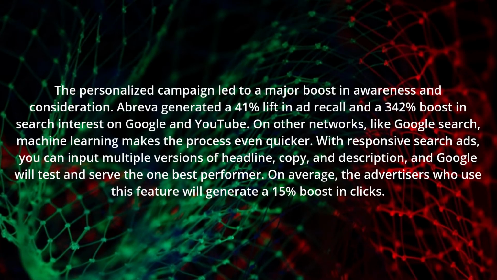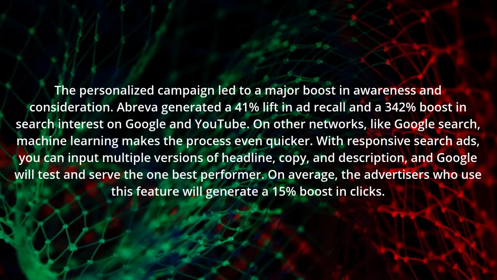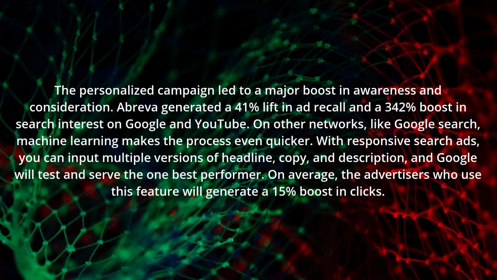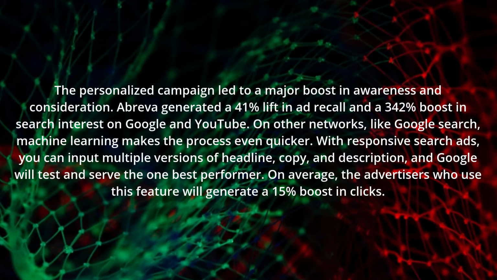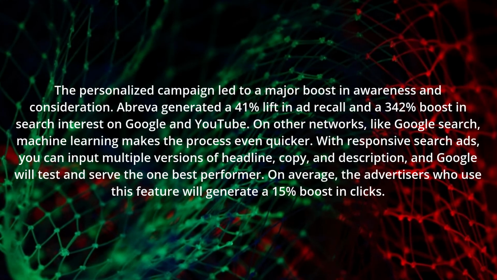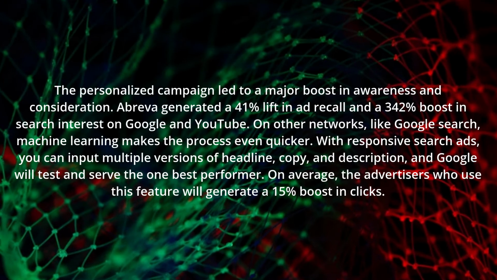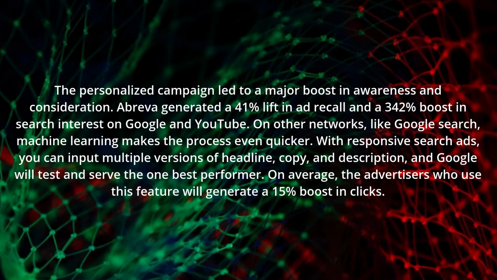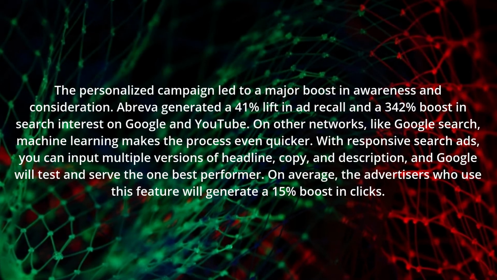On other networks, like Google Search, machine learning makes the process even quicker. With responsive search ads, you can input multiple versions of headline, copy, and description, and Google will test and serve the one best performer. On average, the advertisers who use this feature will generate a 15% boost in clicks.